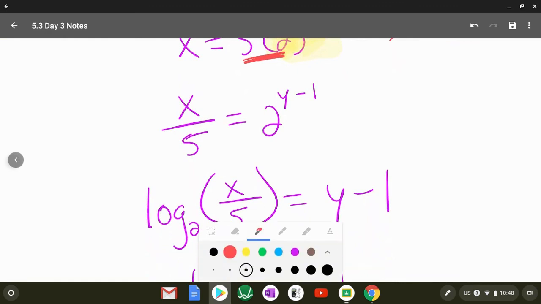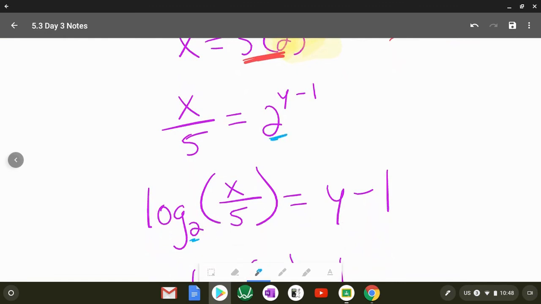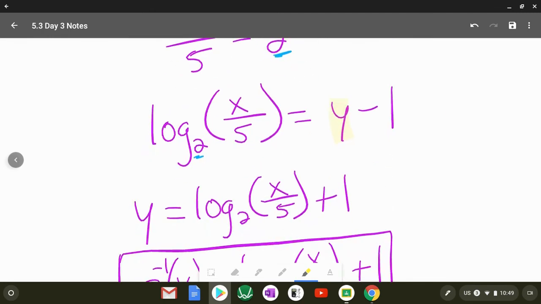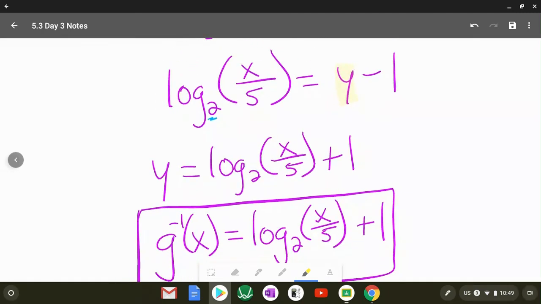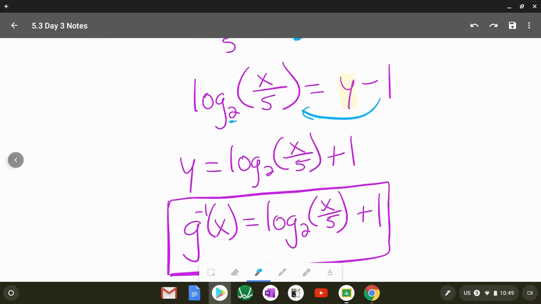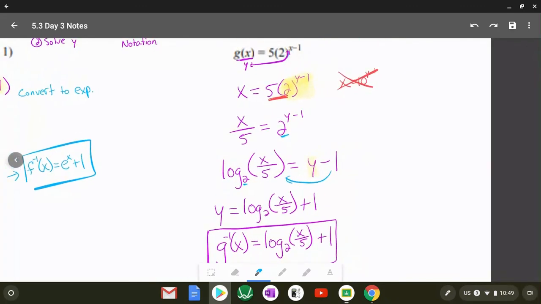So remember, the base of my log has to match the base of my exponent, and then the other side becomes the inside of the log. Now I have the y out so that I can get y by itself. So now once I get y by itself, we have the log base 2 of x over 5 plus 1. And then again, just to reiterate, once we add this 1 over, it has to stay on the outside of that log. These parentheses need to be there to close that log, so we know that 1 is not inside that log and not a part of it. And then just make sure at the end your notation is correct.